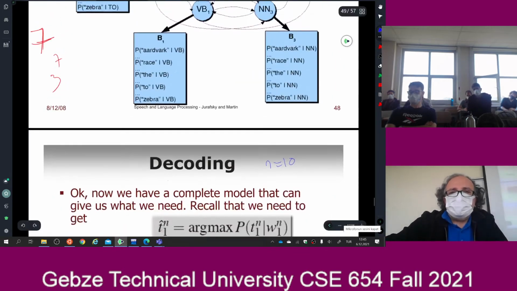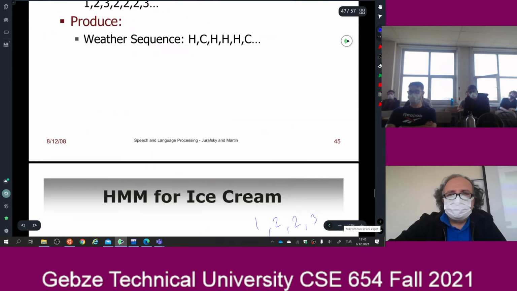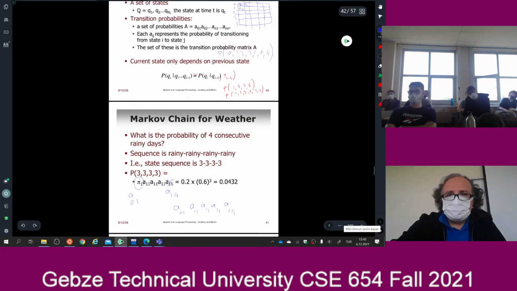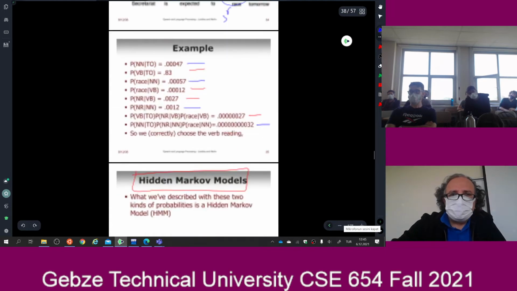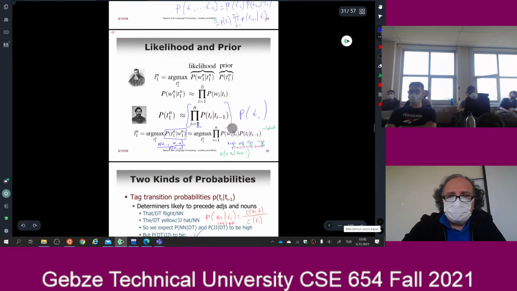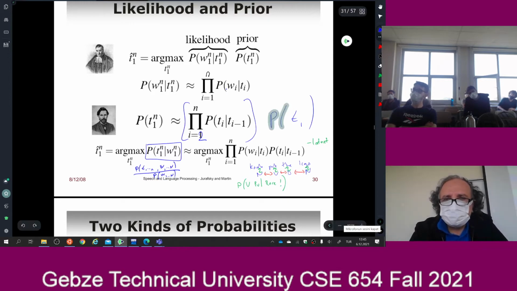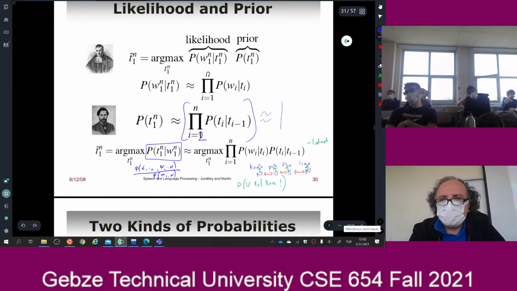Before doing that, let me make our previous assumption. Remember our approximations? I made them a little bit. So instead of making this assumption, if I make this assumption, the product for i from 1 to n of P(t_i).